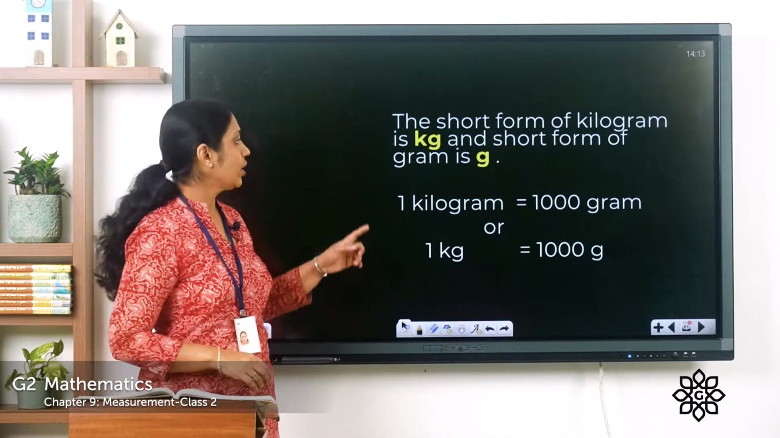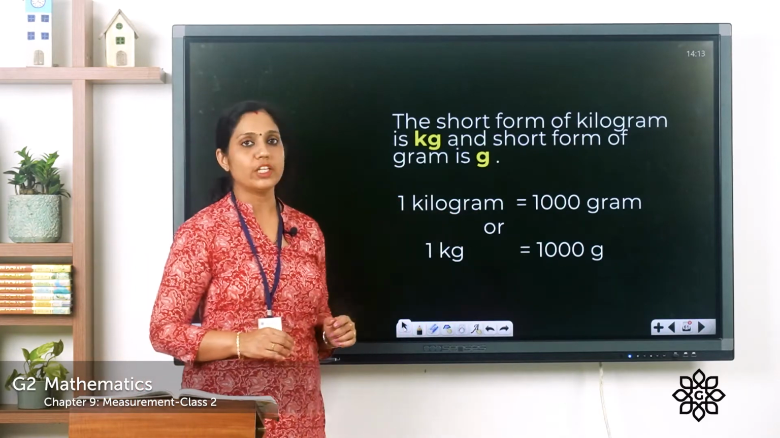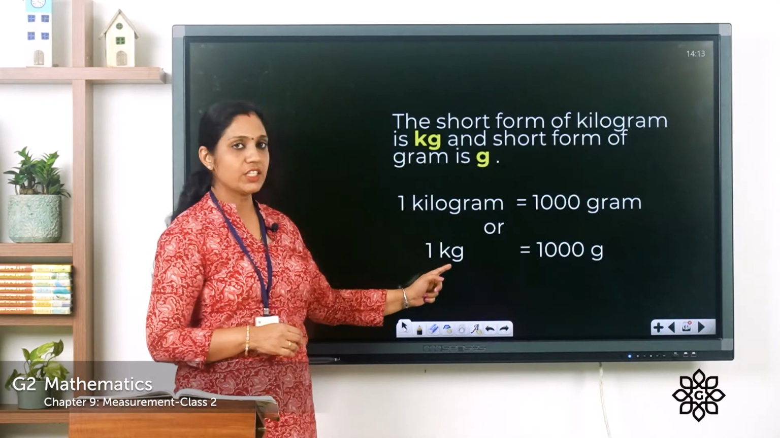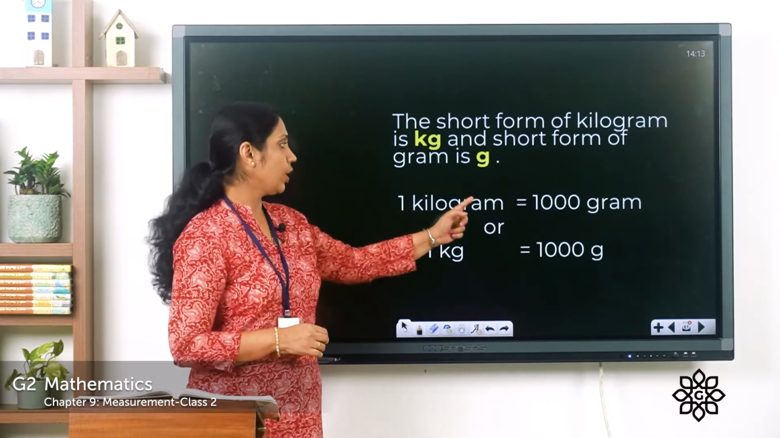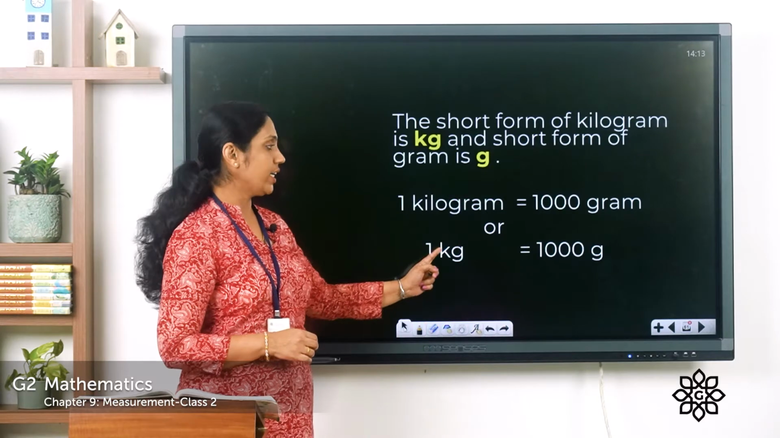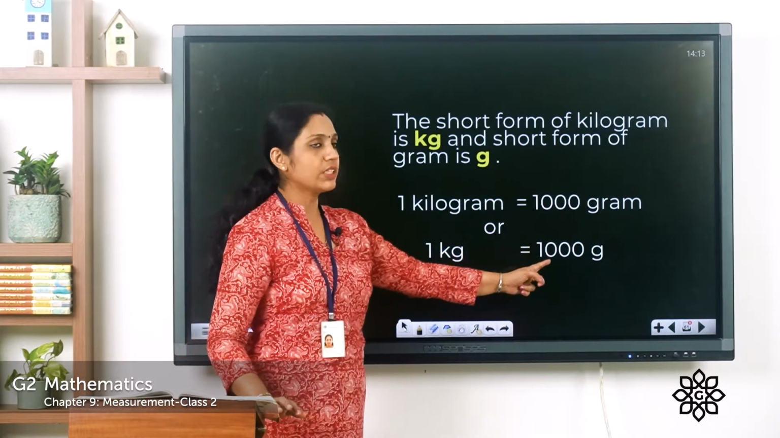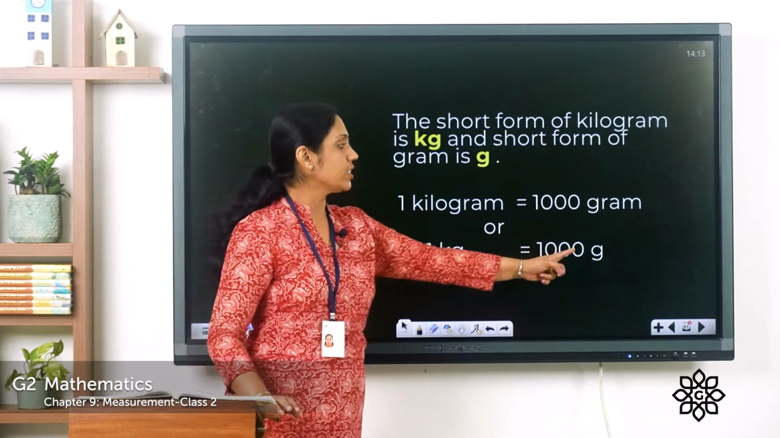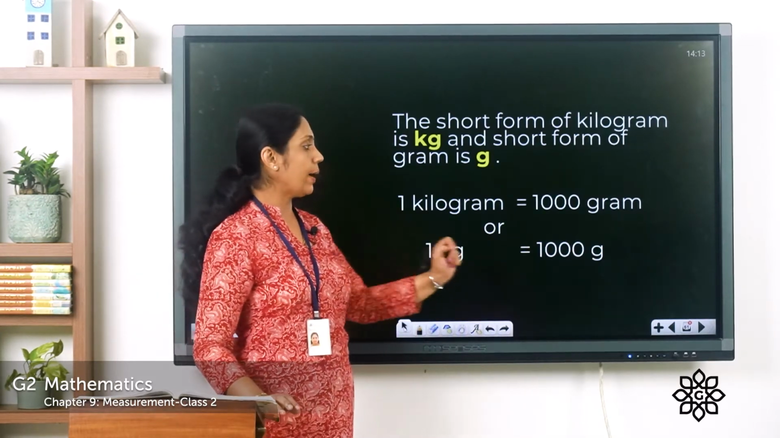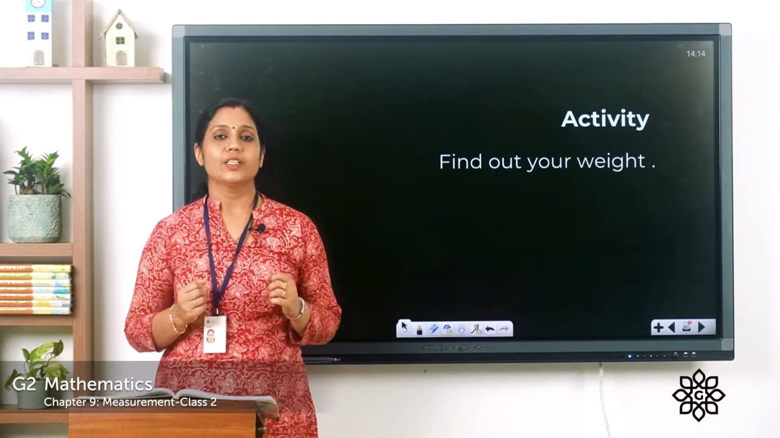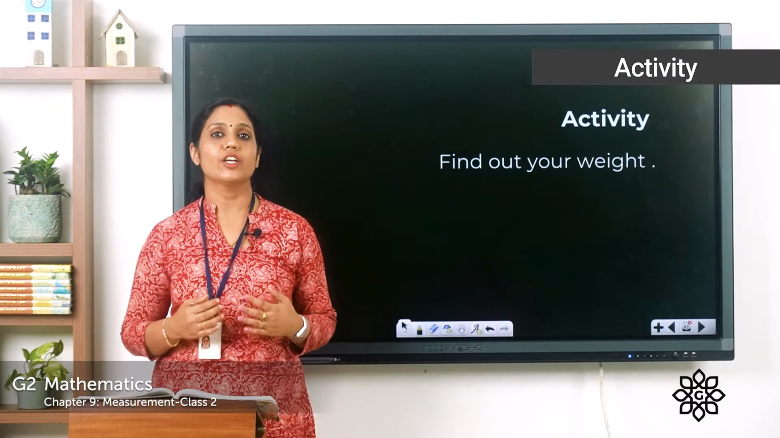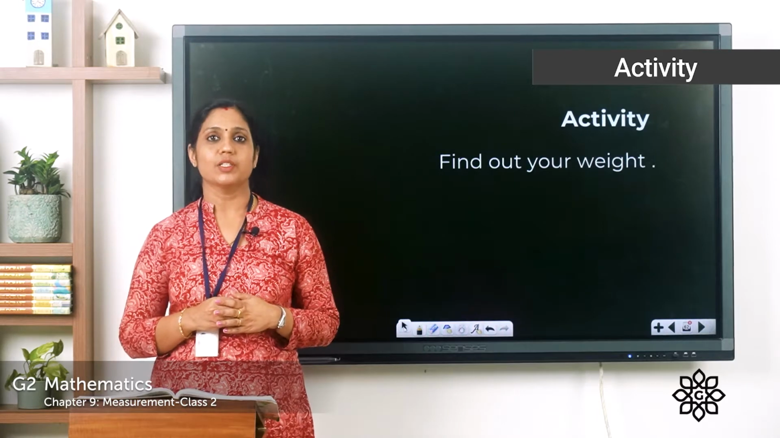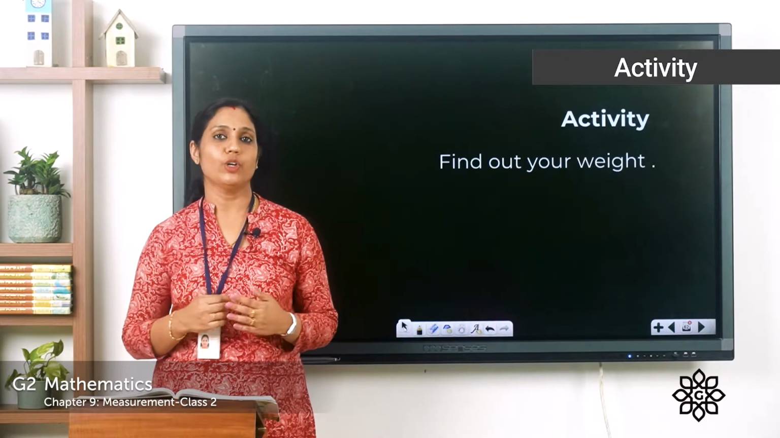We can say that 1 kilogram is equal to 1000 grams, or 1 kg. Kg is the short form of kilogram. So we can say that 1 kg is equal to 1000 g. That means 1000 gram. So kg and g are the short forms of kilogram and gram. You have an activity, find your weight. So weight is measured in kilograms. So this is an activity for you, find out your weight.